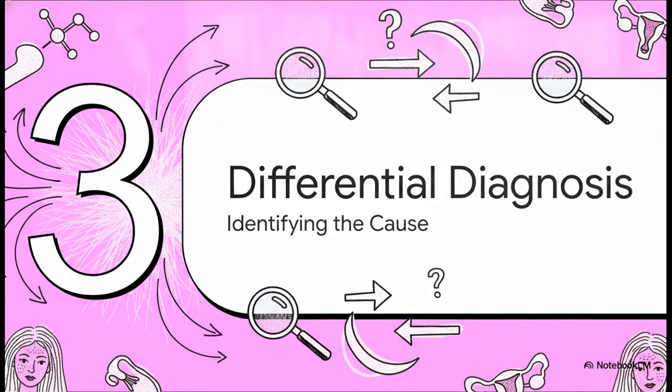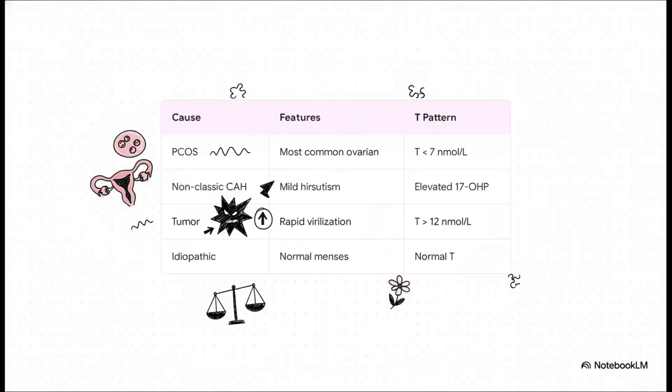All right, Section 3, formulating the differential diagnosis. Now that we know the mechanics, let's round up the usual clinical suspects. When building your differential, pay close attention to the stark contrasts. On one hand, you've got PCOS, which accounts for about 75% of ovarian causes. It shows up as a steady, chronic condition with oligomenorrhea and a modestly elevated testosterone, usually under 7.